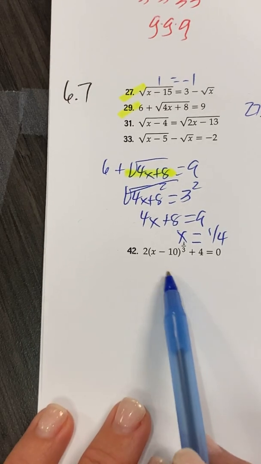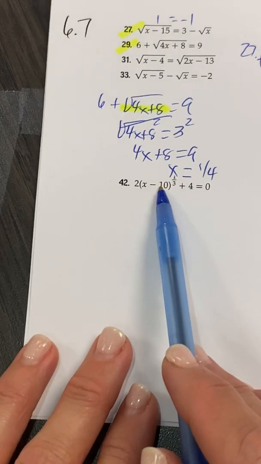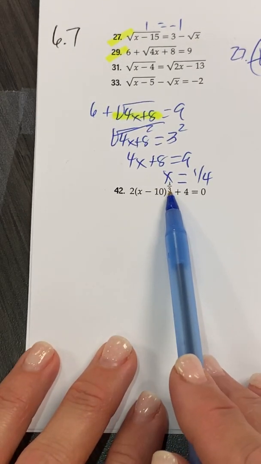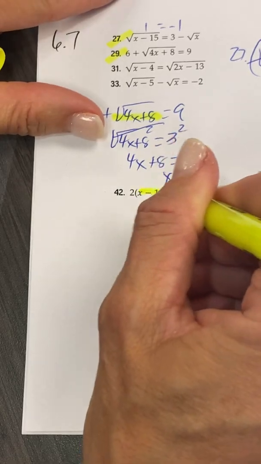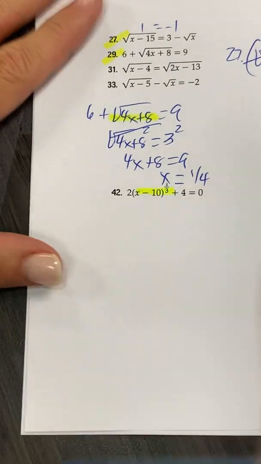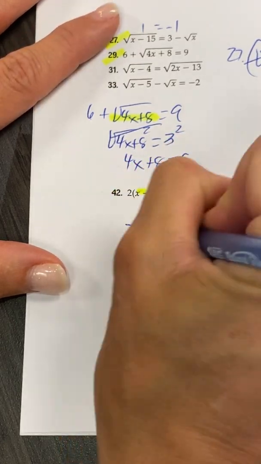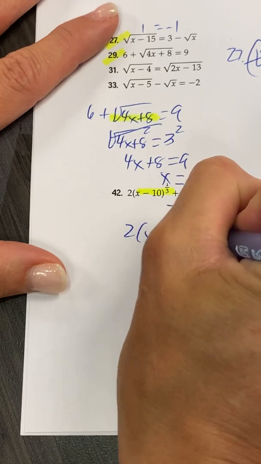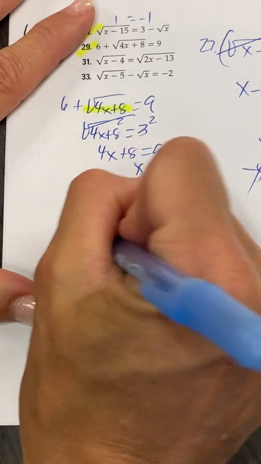Okay. All right, look at number 42. This was in the same lesson. I chose this one because it has a fraction exponent. You can either solve it like this, or you can rewrite it with a root, whichever is more pleasing to the eye, right? But either way, guys, I have to get this by itself. So subtract 4 from both sides. 2 times (x minus 10) to the 1/3 equals -4. Divide by 2.